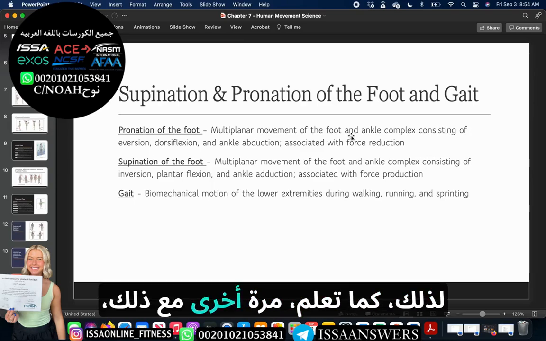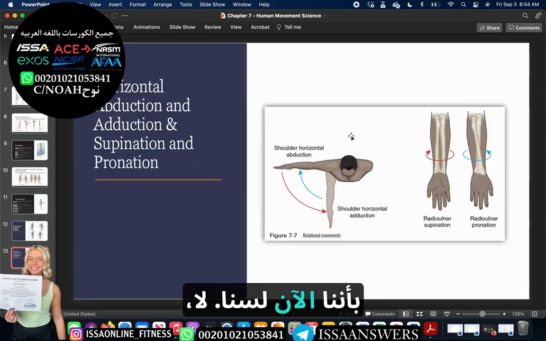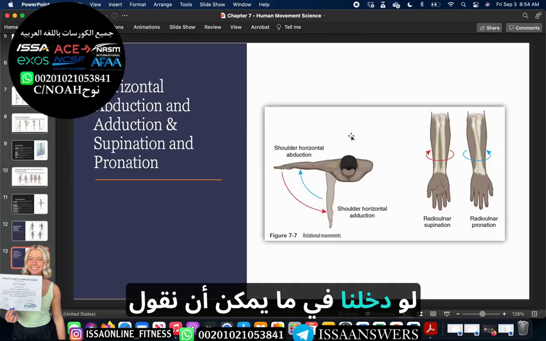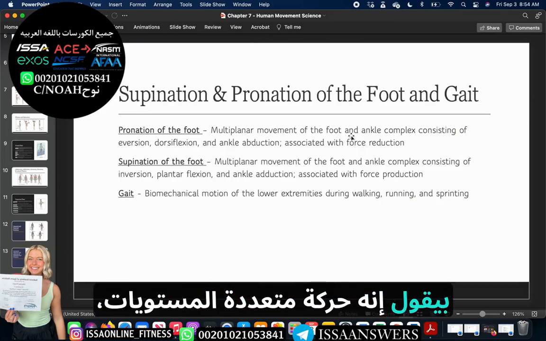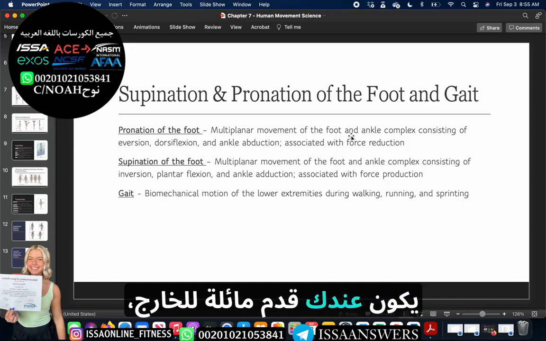So, again, with that, supination, pronation, we have to be aware that now this is radial ulnar pronation, supination. If we go into what we would say is pronation of the foot, it's a multiplanar movement.